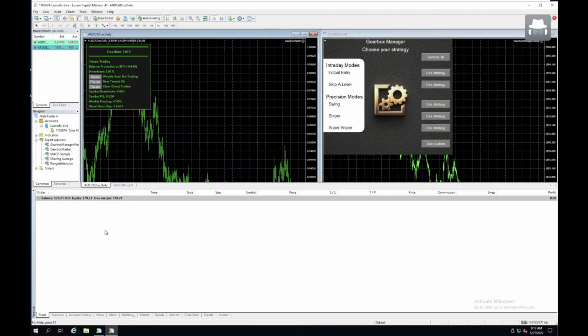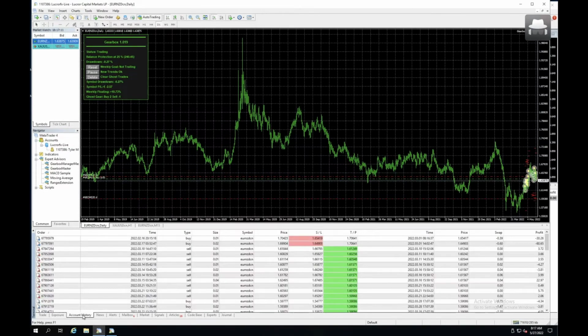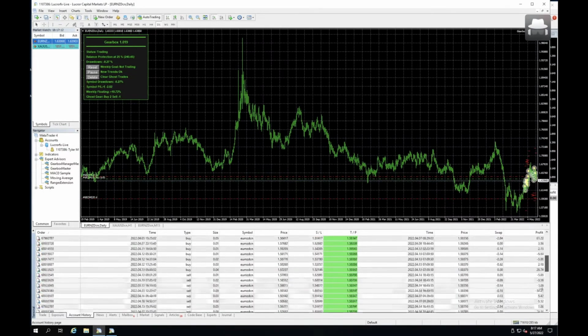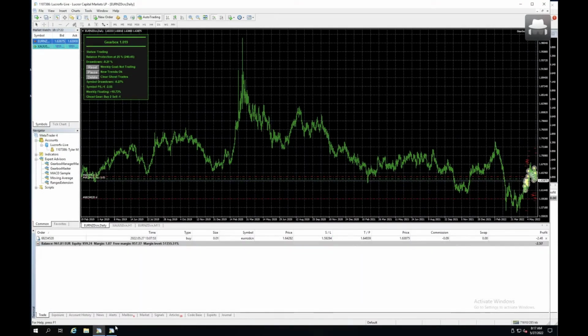AUD CAD, 7% floating profit on the week. Euro NZD with 10% floating profit on the week. Euro NZD has, honestly, on this little account, crushed it. It is a more dangerous pair, but it has been performing pretty consistently when it does swing.